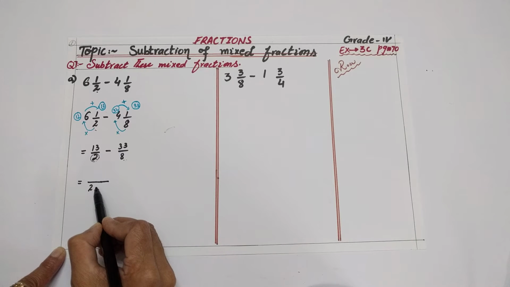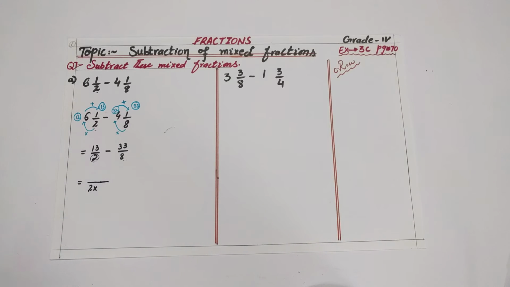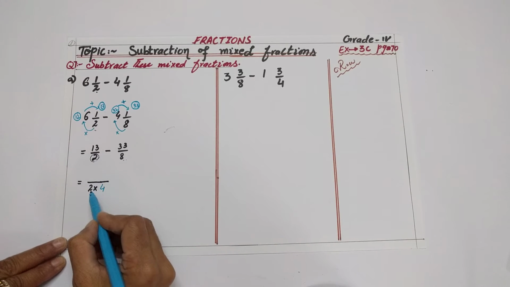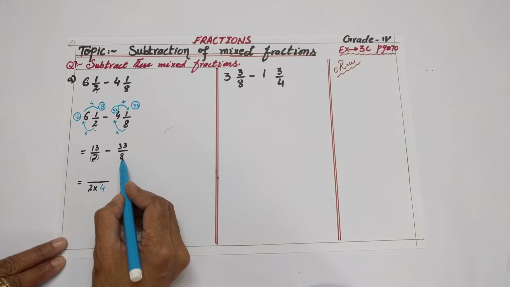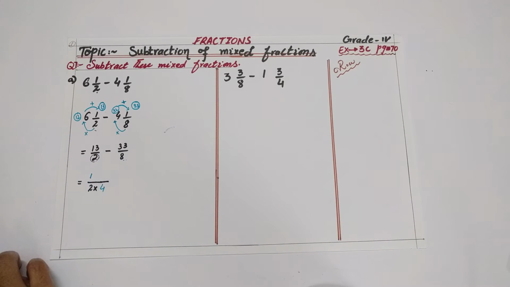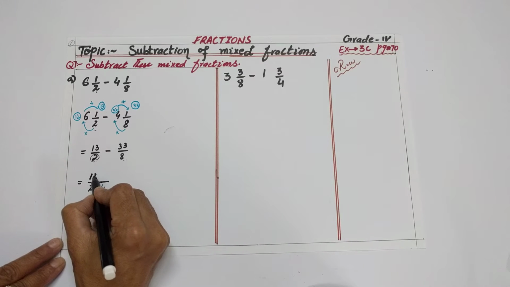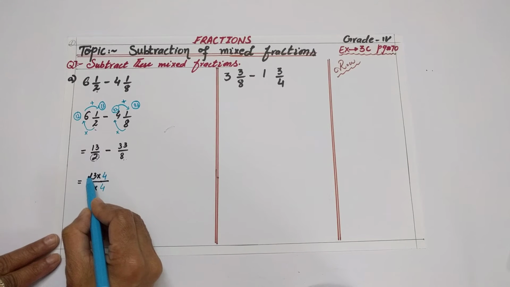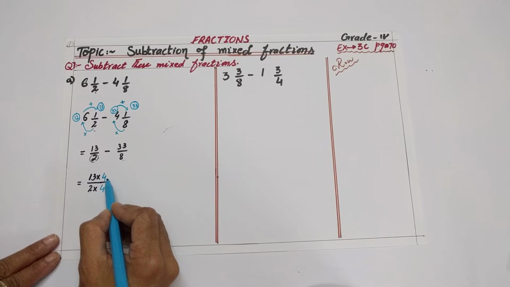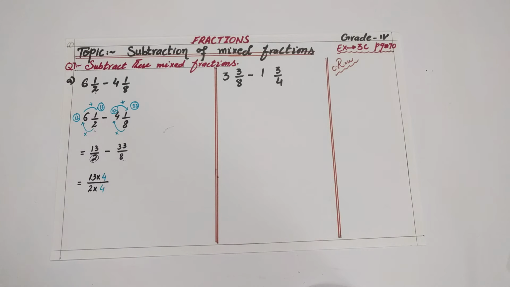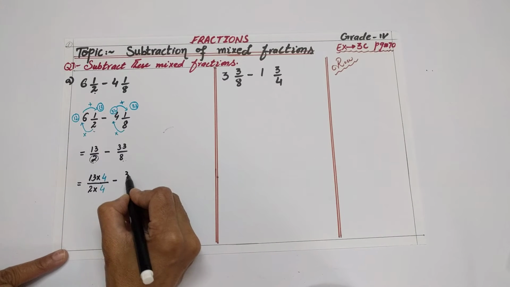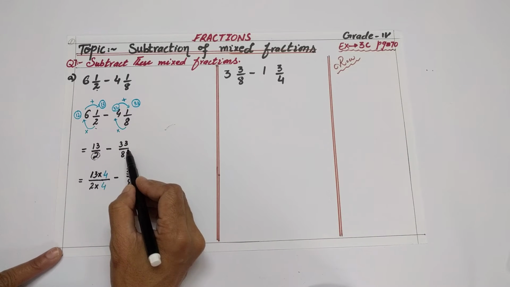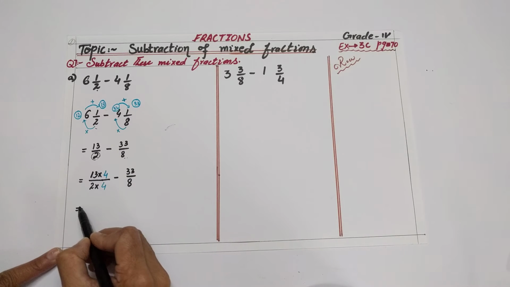By which number do you get 8 in the table of 2, as 2 is a factor of 8? 4. 4 2s are 8. So by multiplying 2 by 4, you get 8. And if you multiply the denominator by any number, you also multiply the numerator by the same number. Our numerator is 13, so we also multiply it by 4. Next is 13 4s and minus 33/8. You will not do any working with the fraction with the greater denominator.